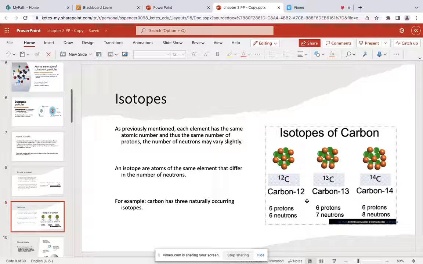Again, I just want to highlight the principle of what an isotope is. An isotope is just an element that has a different amount of neutrons. It just gives it a different number of neutrons. So we'll go on.